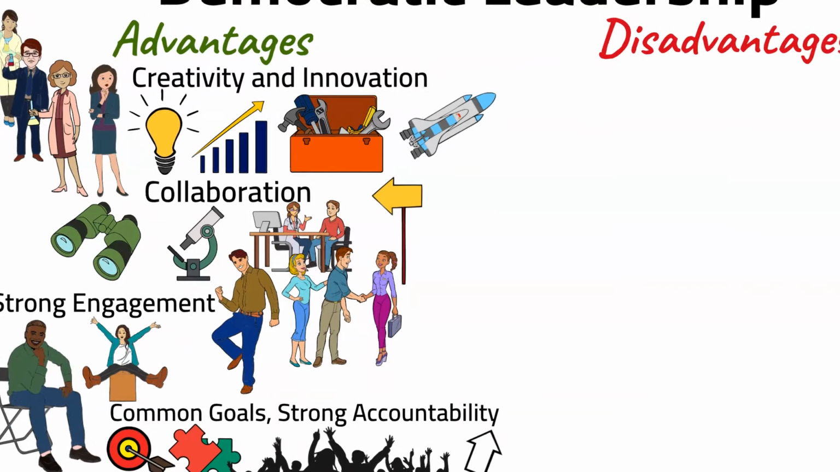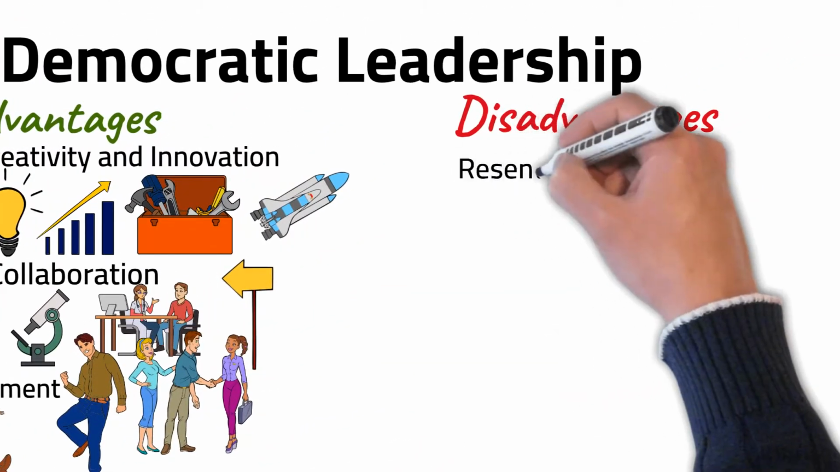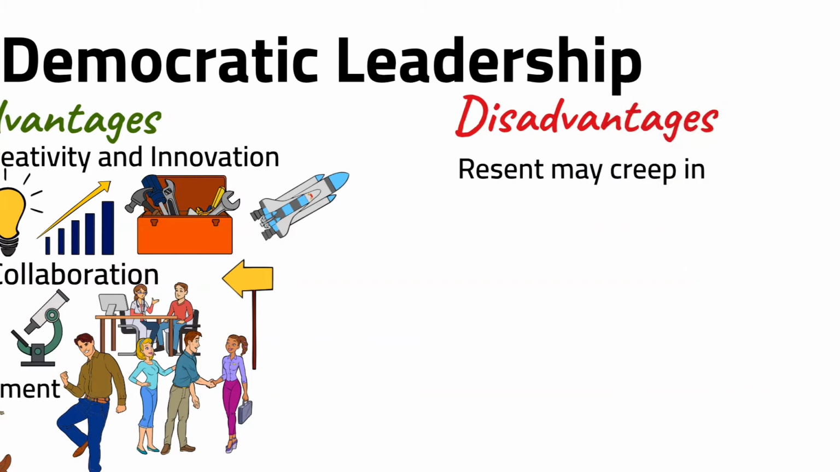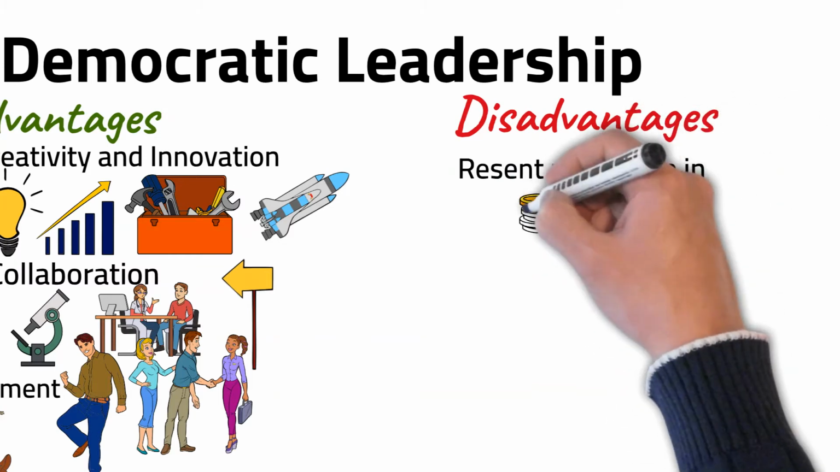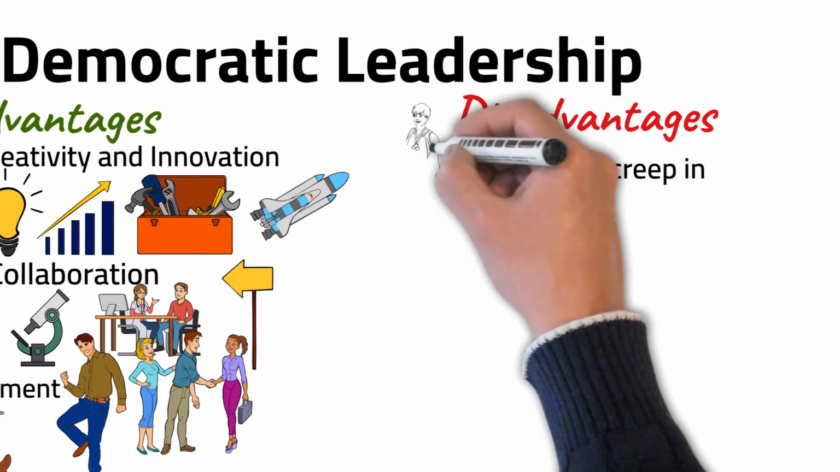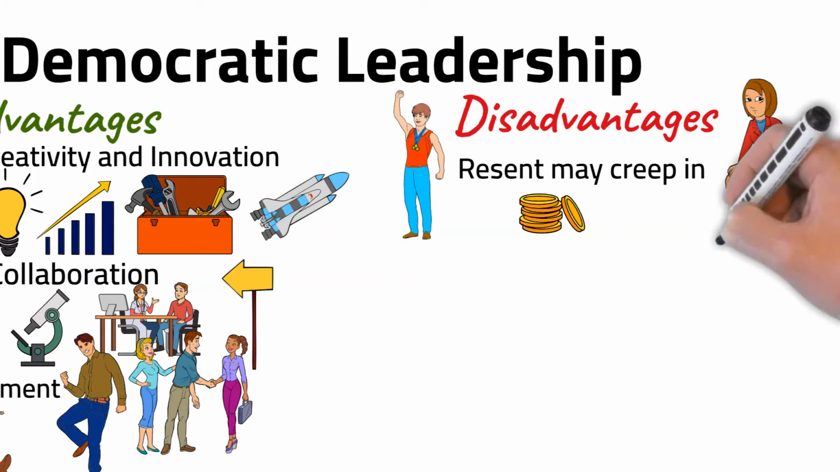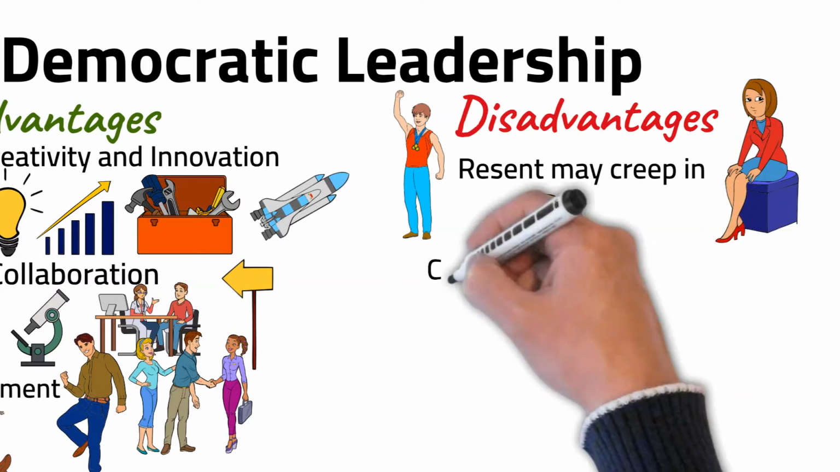Democratic leadership may seem like the perfect leadership style, but it has some disadvantages. Resentment may creep in. A positive work environment needs all team members to be respected and valued. However, some team members' ideas and opinions may consistently be better or get more attention than others. This may lead to some people believing that they aren't valued, leading to resentment and bitterness.